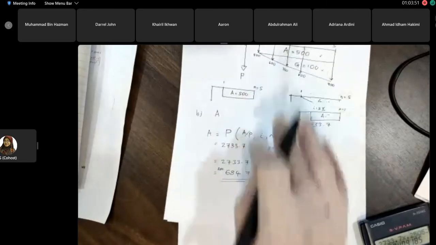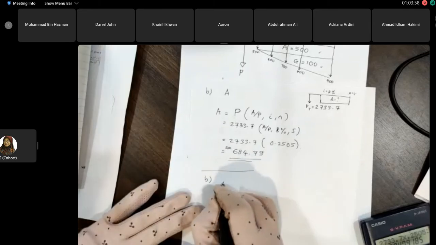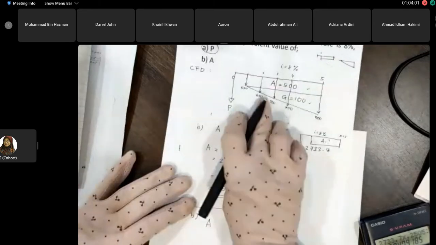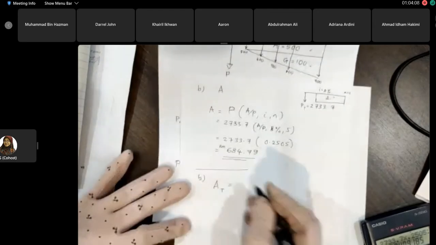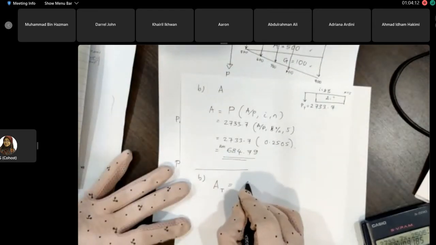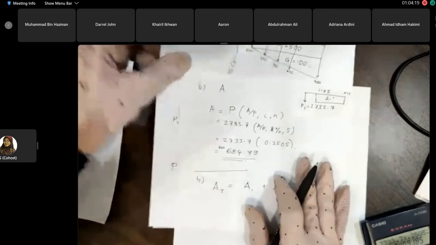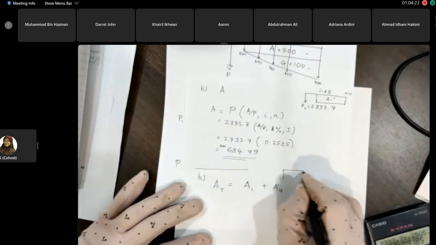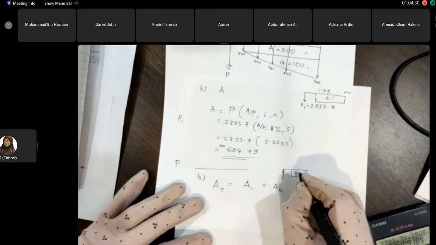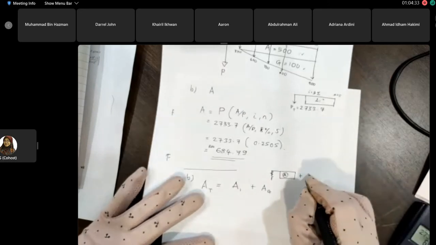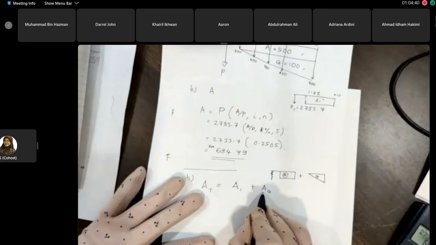But if you want to use only the original information, this is the other method. From the picture, A total equals A1 plus the G converted to A. You have the first one, plus this one, which you want to make as A.